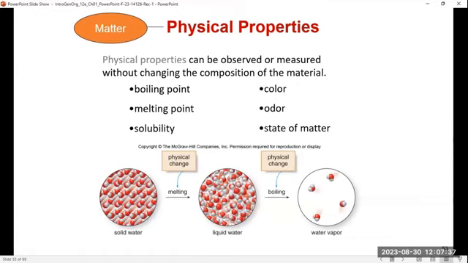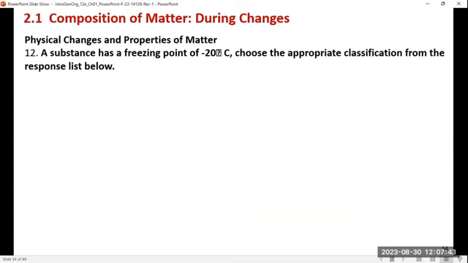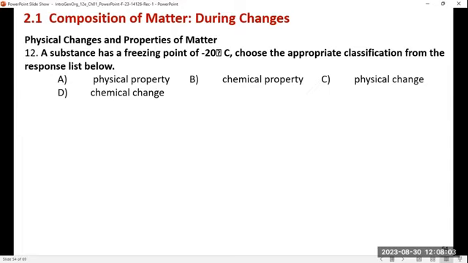The substance has a freezing point of minus 20 degrees Celsius. Choose the appropriate classification from the list of responses. It's a property. A property has a numerical value. Solubility, 20 grams dissolved, that's a property. Change is a description of change. Ice melts. It's a physical change. So therefore, that freezing point of minus 20 degrees is a physical property.